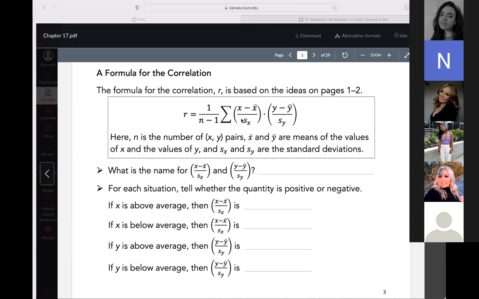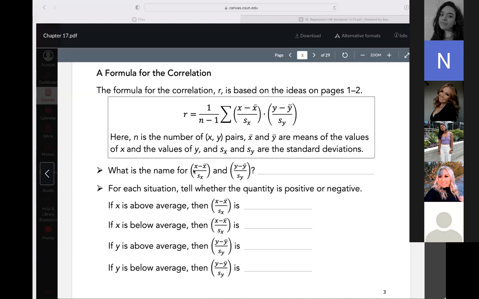We're adding these. In other words, you've got to find X bar, the average of the X's. You have to find SX, the standard deviation of the X's. Same thing for Y bar and SY. And then do X minus X bar over SX, Y minus Y bar over SY for every single point. So every point gives you a number, and then we add all those numbers together.